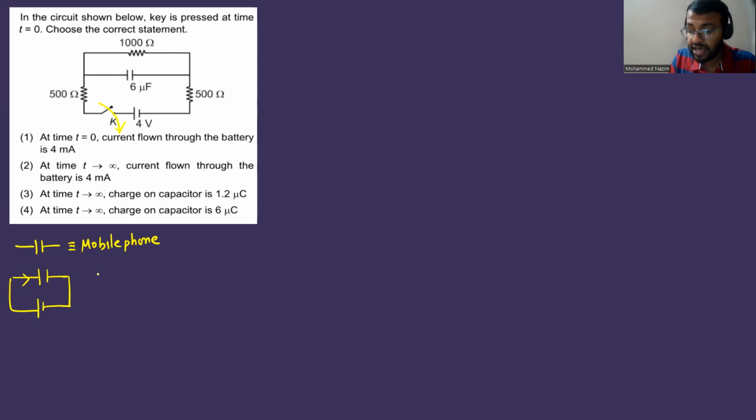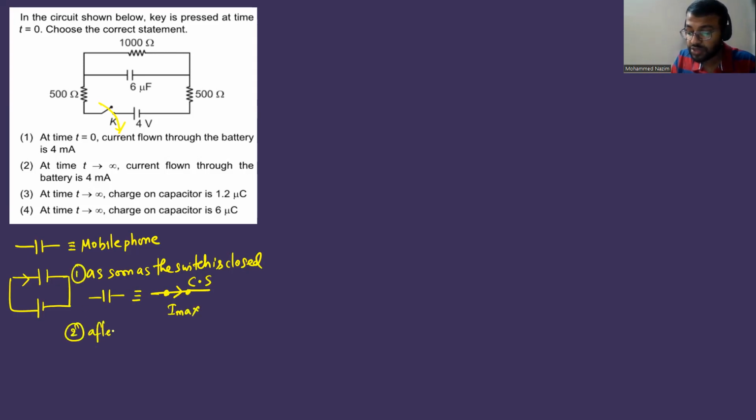And therefore, as soon as the switch is closed, the capacitor can be replaced by what? It can be replaced by a closed switch because maximum current is flowing. And when will maximum current flow? Only when the switch is closed. So it can be replaced by a closed switch. This is the first point that you have to understand.